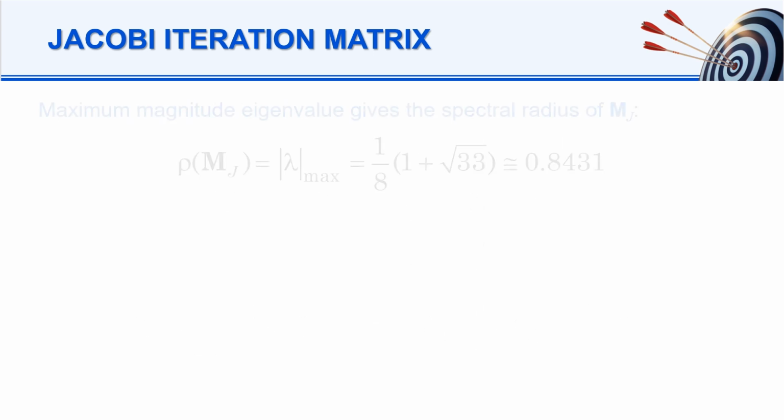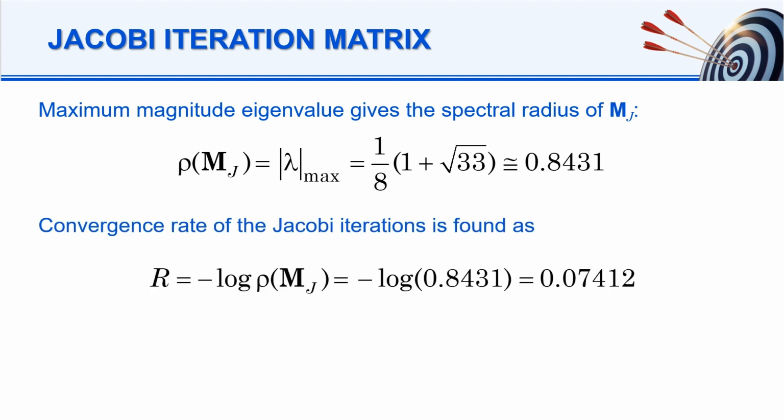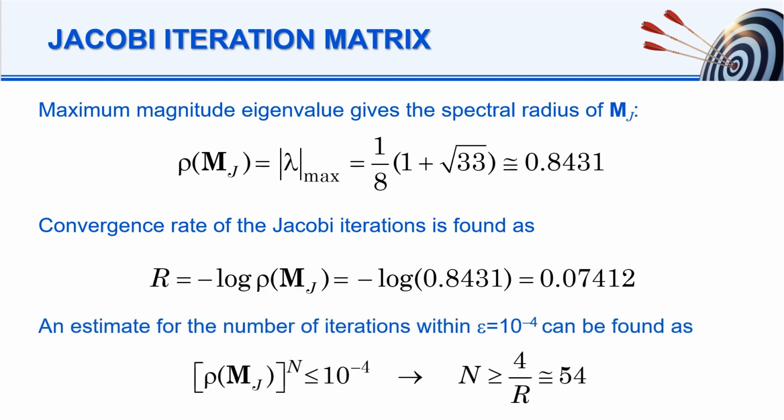The maximum magnitude eigenvalue gives the spectral radius of MJ as 0.8431. The convergence rate of the Jacobi iterations is found to be 0.07412. An estimate for the number of iterations within epsilon equals 10 to the minus 4 can be found as 54, which is pretty close to the 57 iterations that was obtained in video 2.